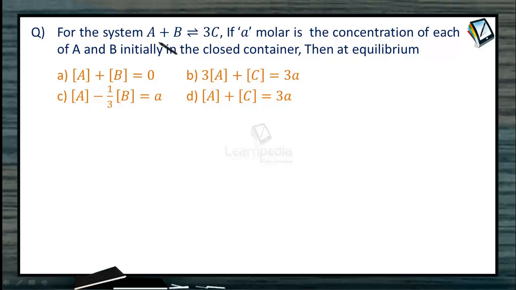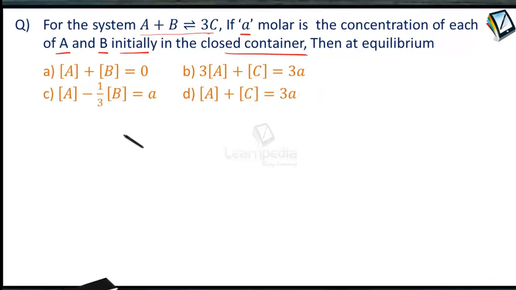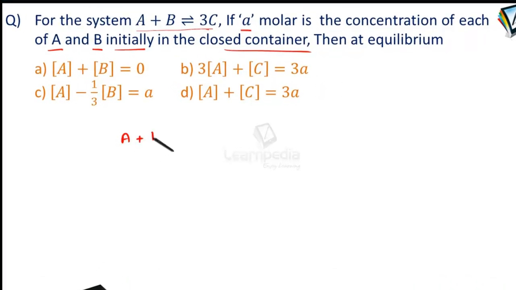In the next question, it's given that for the system A plus B giving 3C, if a molar is the concentration of each of A and B initially in the closed container, then which one of the following relationships exists between A, B, C concentrations and a? So the system given is A plus B giving 3C.